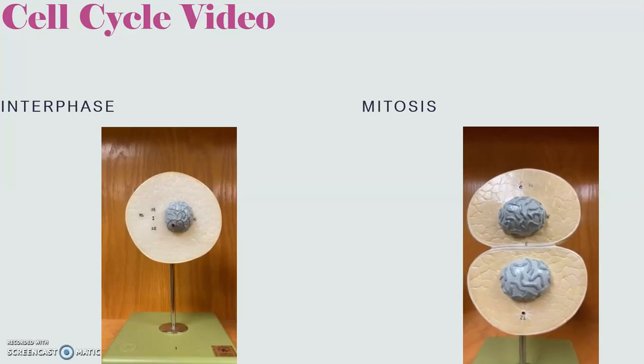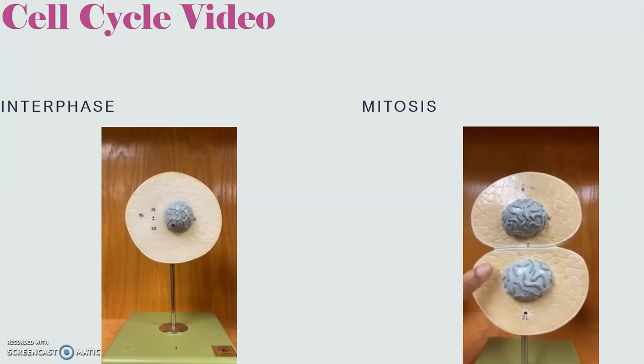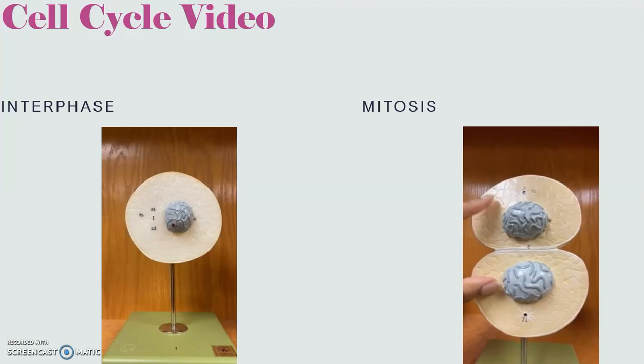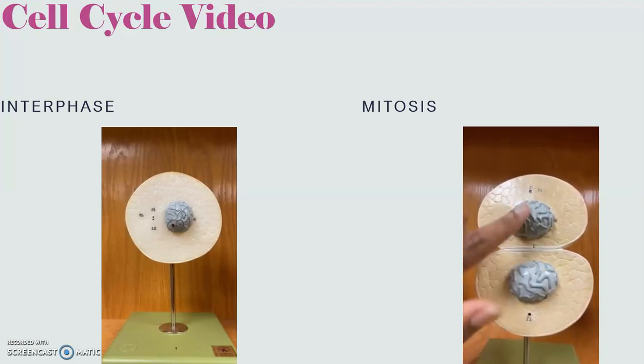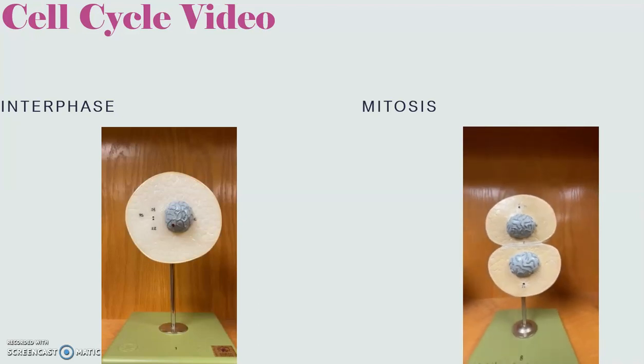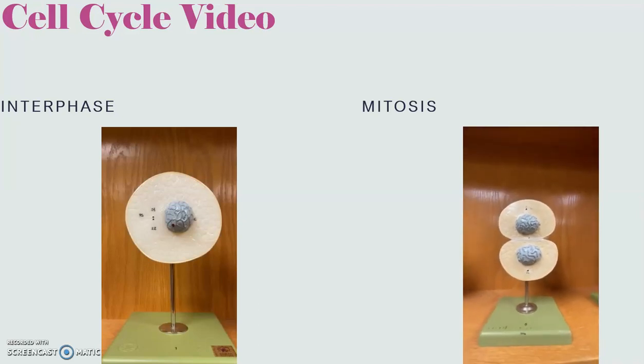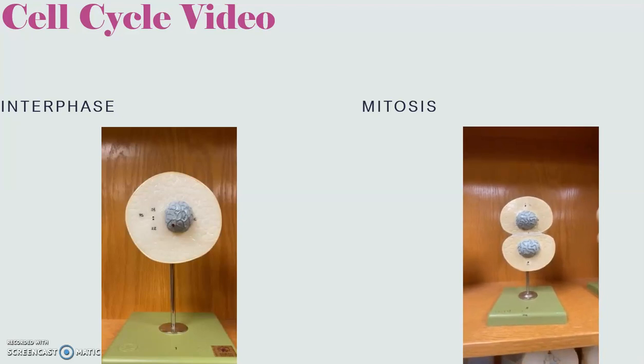Cytokinesis means cytoplasmic division. We have divided the cytoplasm of the cell into 2 with 2 genetically identical nuclei inside of those cells. Okay, that is the cell cycle, and that completes mitosis.